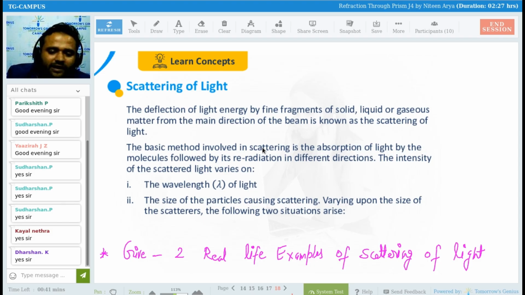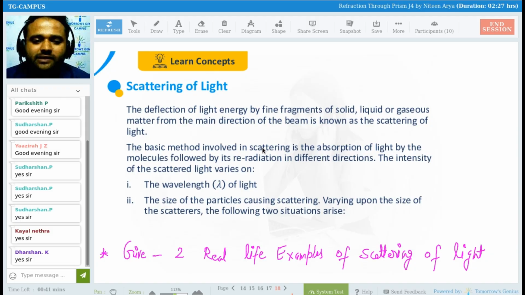Two real life examples of scattering of light: whenever light is passed through a small hole from a window or a room or any particular small hole, we see the dust particles, very minute particles. Basically, these are the photons, light particles. So when light interacts with a small minute dust particle, we see a beam of light.